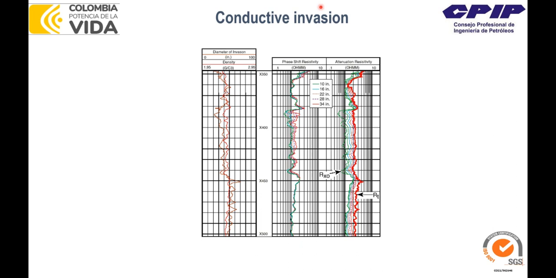The good news is that we always have a good enough set of curves to make an interpretation. The bad news is that the volume of data can be confusing as well. But let's go back to this case. The calculated diameter of the inversion from the attenuation data is displayed as well in track number 1.